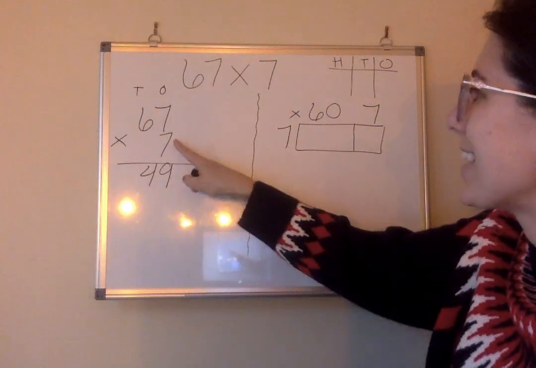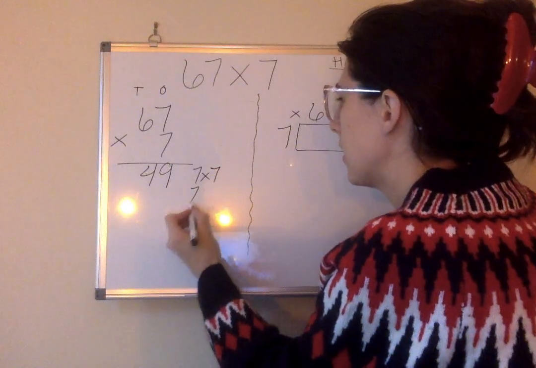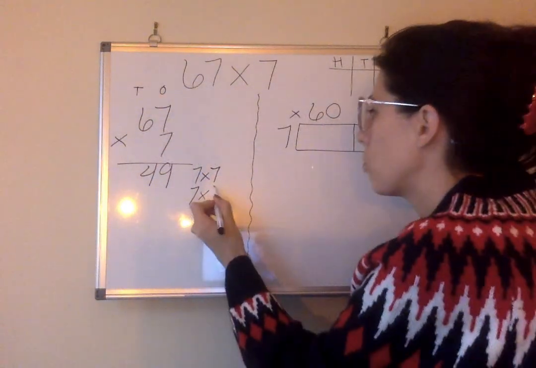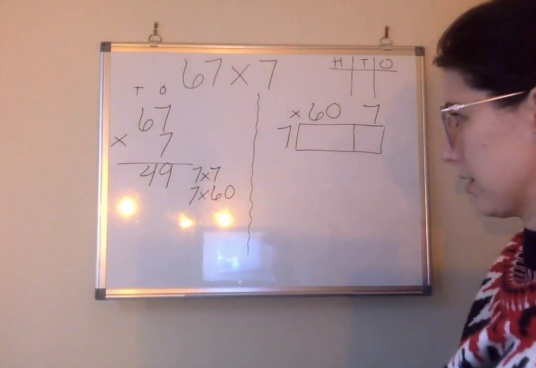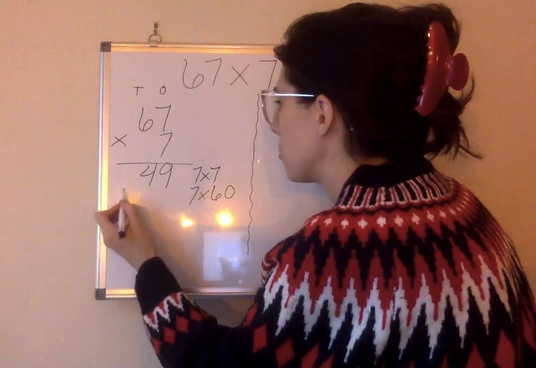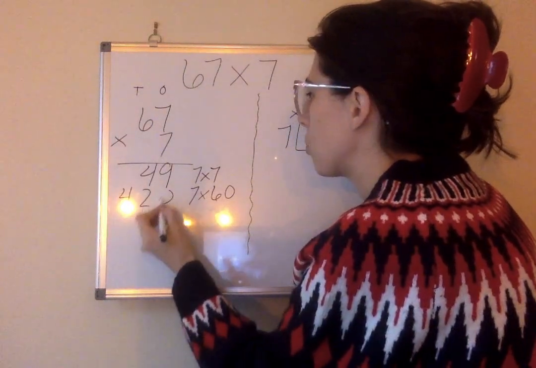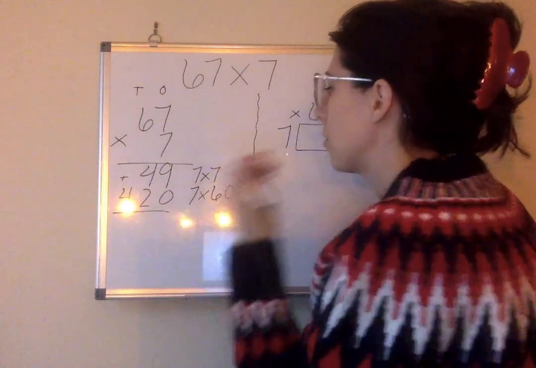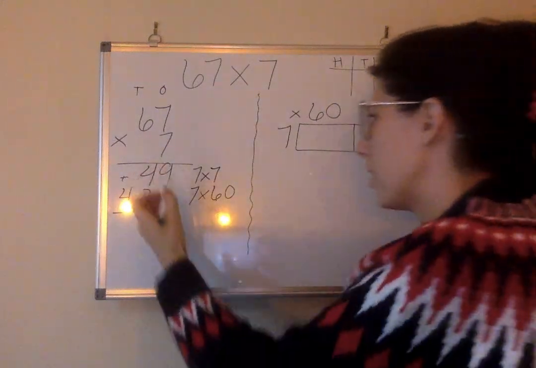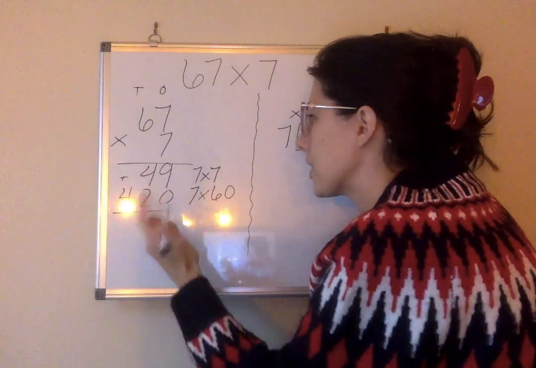Now I'm going to take that 7 again, and I'm going to multiply it by the 6 tens, which has a value of 60. So 7 times 60 is going to be 420. And then we add up our partial products.